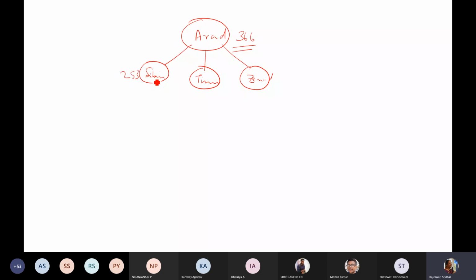This is the straight line distance from Sibiu to Bucharest, and this is 329 and this is 374. So it's a greedy algorithm, right? You will expand the node with the smallest straight line distance to Bucharest. Okay, so you will expand Sibiu.